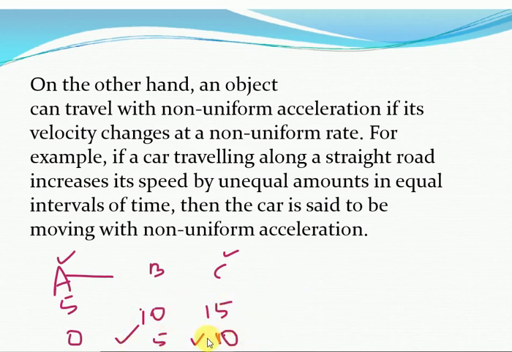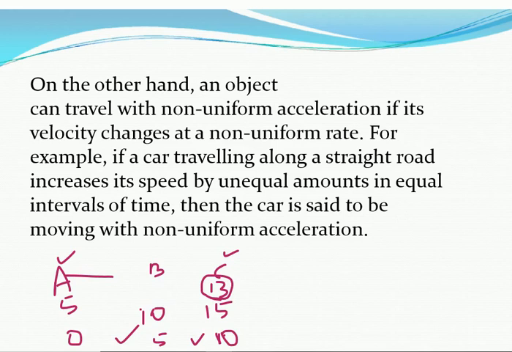In case of non-uniformly accelerated motion, suppose this one is 5 meter per second, this is 10 meter per second, this is 13 meter per second. So 13 minus 10 is 3, divided by 5. 10 minus 5 is 5, divided by 5, that is 1. So these are not the same. In this case these are considered as non-uniform motion or non-uniform acceleration.